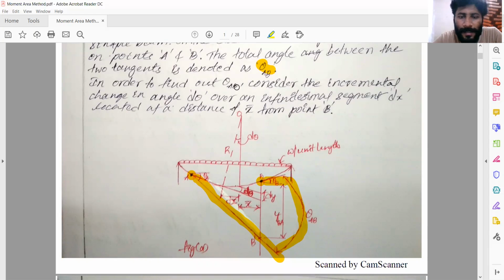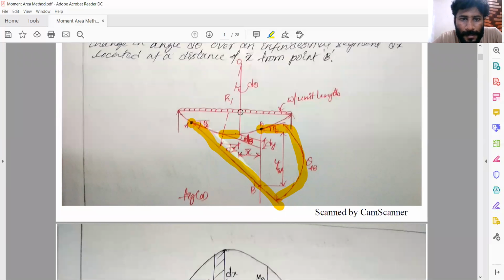In order to find theta AB, consider the incremental change in the angle d theta over an infinitesimal segment dx. On the elastic curve, I have taken a small elemental strip. From the ends of the strip, I have drawn lines which intersect at point O, since it's a curvature. The angle is d theta, the radius is r, the length of this strip is dx, and it is located at a distance of x bar from point B.